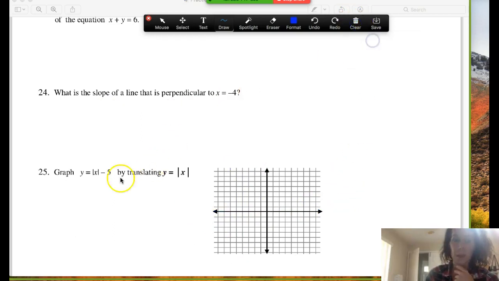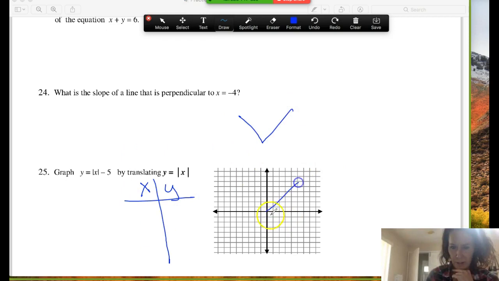All right, let's do number 25. Graph y equals the absolute value of x minus 5, by translating y equals absolute value of x. Well, absolute value of x graphs like this. First of all, you should know the absolute value is a V, so I can already tell you that's what it looks like. But if you're not sure, plug in points. Plug in 0. The absolute value of 0 is 0. Plug in 1. The absolute value of 1 is just 1. Plug in 2. The absolute value of 2 is just 2.